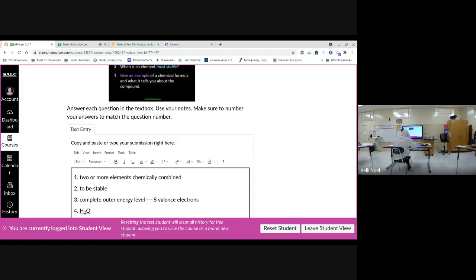So water, H2O, is an example of a chemical formula. And what does it tell me? It tells me, and we've had this in previous notes, this little 2 here is telling us there are 2 atoms of hydrogen. And if there's no number beside the letter, then it is 1 atom of oxygen chemically combined. And so that's what we're going to be looking at, is how do elements chemically combine. So we can get those if you will click submit.